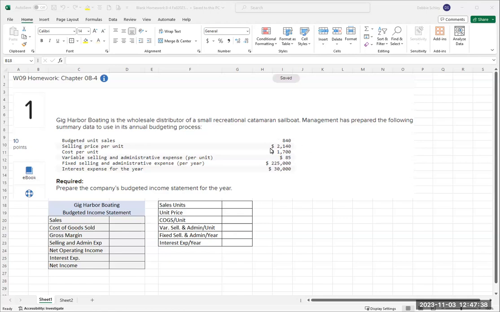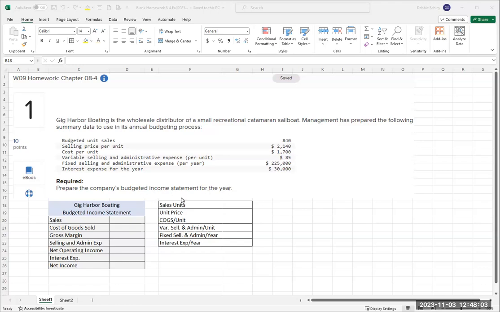And it gives me budgeted unit sales, selling price per unit, cost per unit, variable selling and administrative expense per unit, and then the fixed selling and administrative expense per year, and interest expense for the year. And they want us to prepare the company's budgeted income statement for the year.